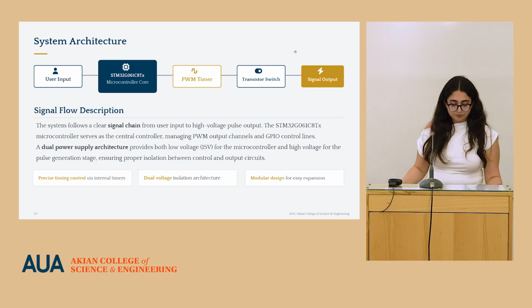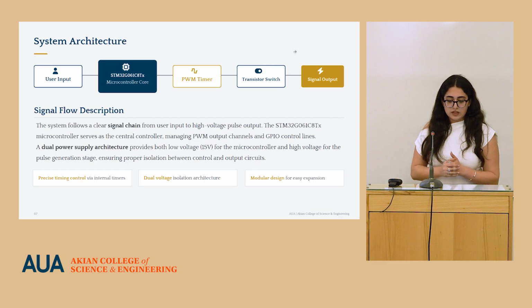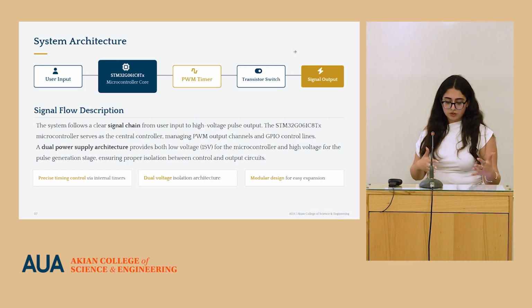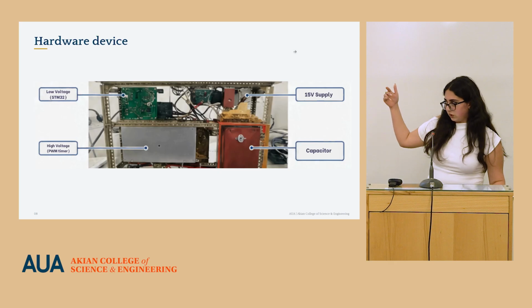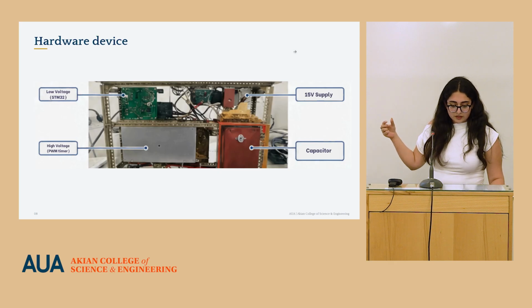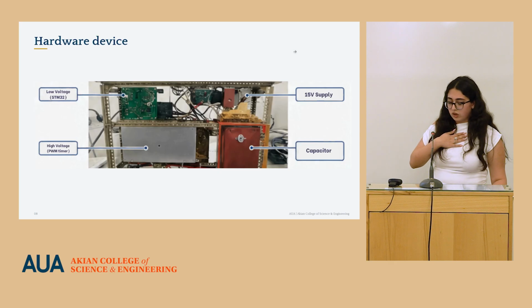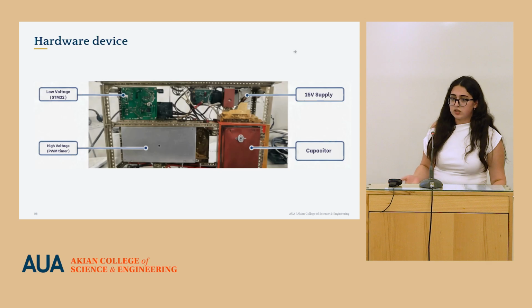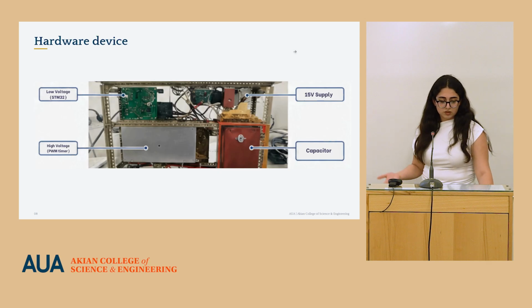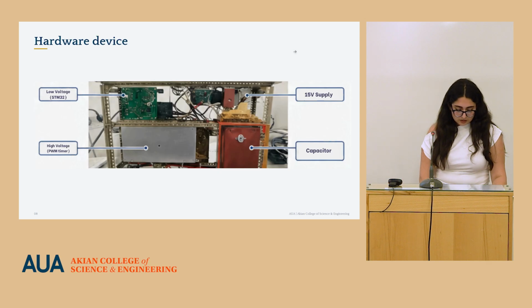And so this is basically the main idea of the chain. The STM32 microcontroller core uses low voltage, while the signal output uses high voltage. This is the hardware device. On top of the low voltage is the display, and this is the main area where I worked, because the high voltage part and the other areas of the device were already developed. We just didn't have a system, and that was the main issue of the device.